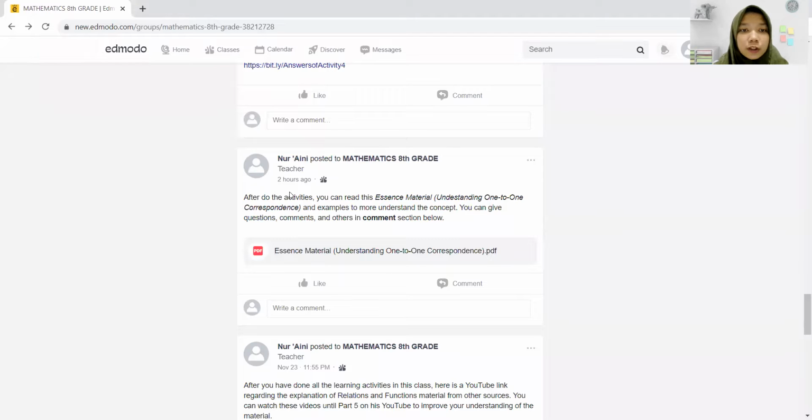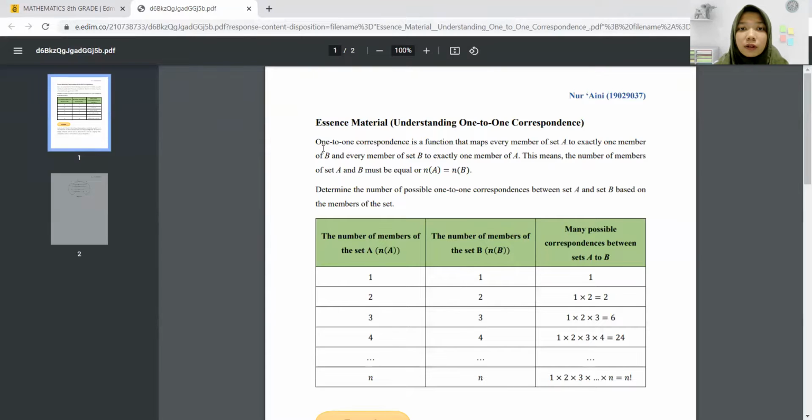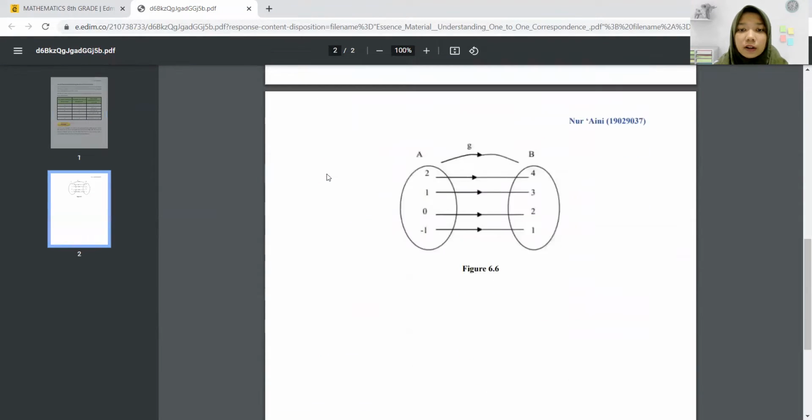Then after the activities, you can read this essence material understanding one-to-one correspondence and examples to more understand the concept. You can give questions, comments, and others in comment section below. Students can read this essence material.